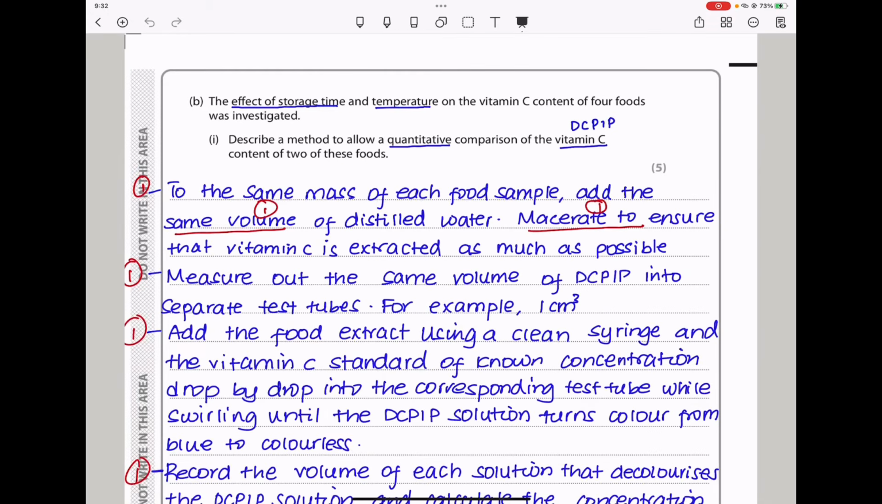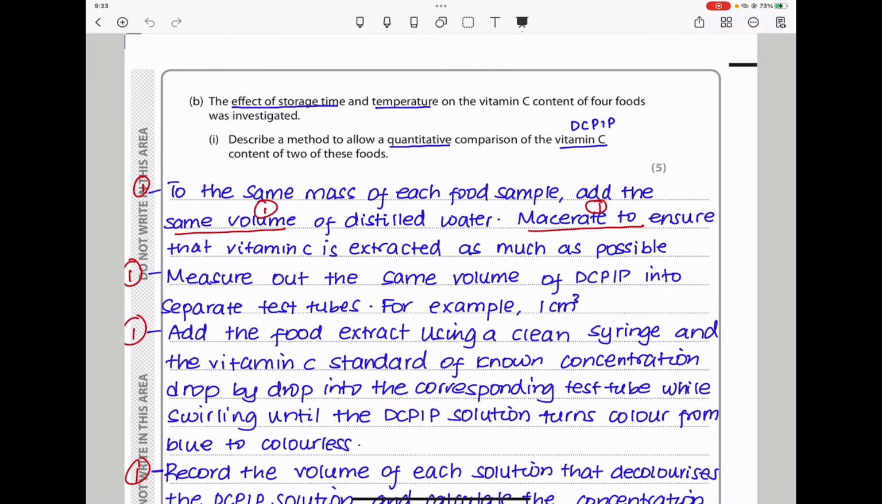Moving on. Part B says, the effect of storage time and temperature on the vitamin C content of all foods was investigated. They want you to describe a method to allow a quantitative comparison of vitamin C content of two of these foods. So here we have two foods, we squash them and dissolve them in the same volume of distilled water, and then we have to make sure that we measure a specific volume of DCPIP into specific test tubes, and then add the vitamin C solution and see the volume required for the DCPIP solution to turn colorless.